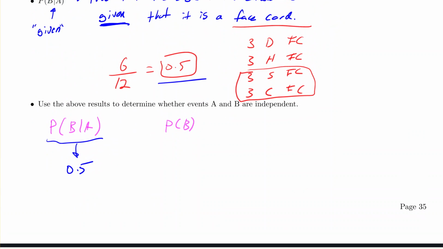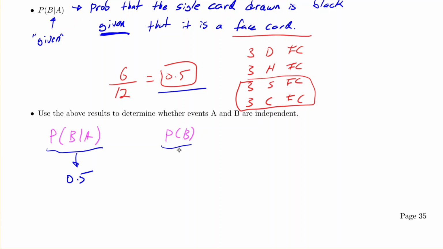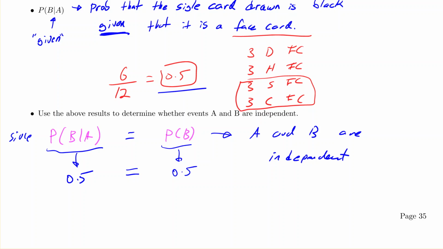Oftentimes, these are not as intuitive in our minds. That's why we have to rely on the formula to compare the values. So since they're equal, A and B are independent. That means events A and B do not affect each other's probability.